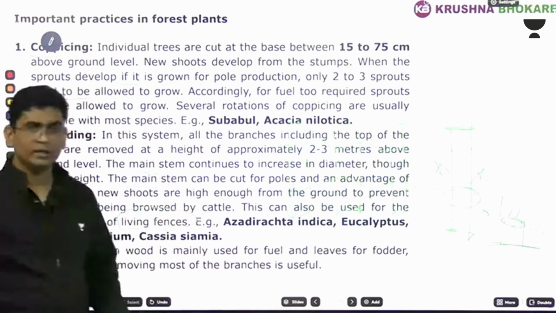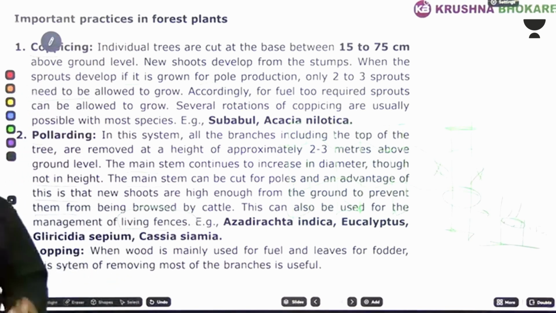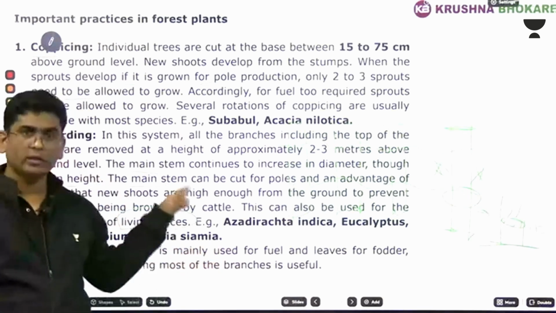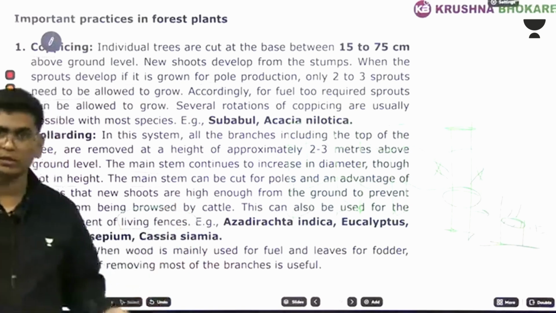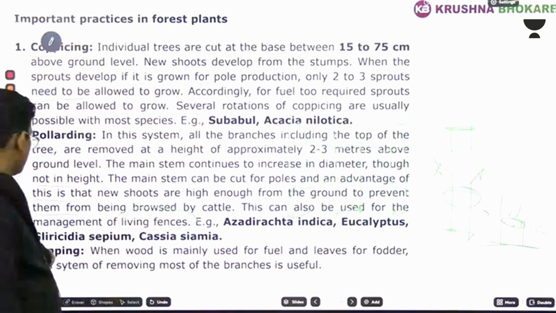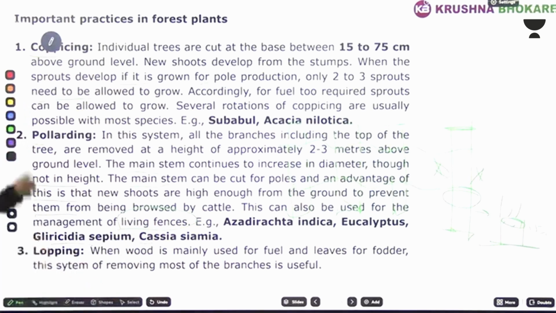Otherwise, what is the other option? Either wood, cement poles or iron poles. But living poles are strong also, with no fear of burning down, but wood may get burned down. Azadirachta indica, Eucalyptus, Gliricidia sepium, then Cassia siamea are used in pollarding. You got the concept of coppicing and pollarding.